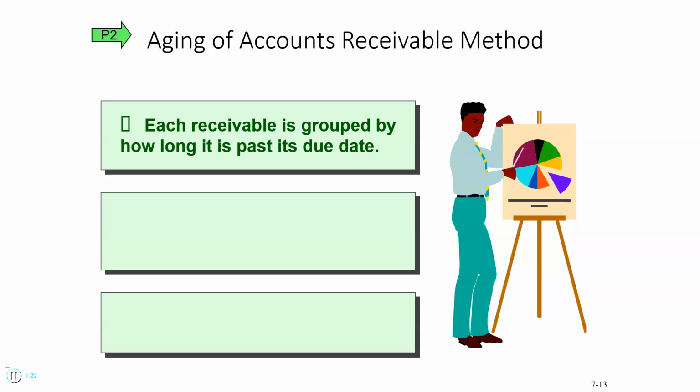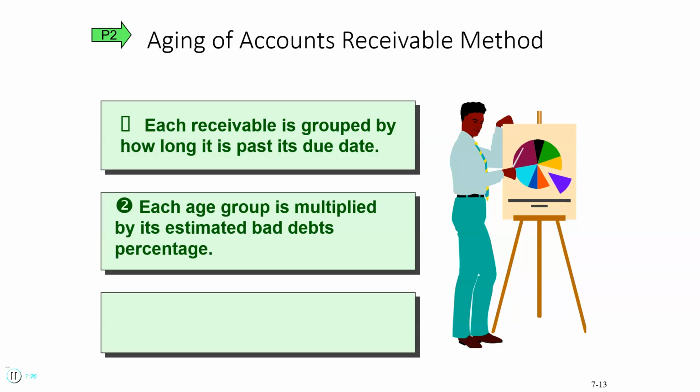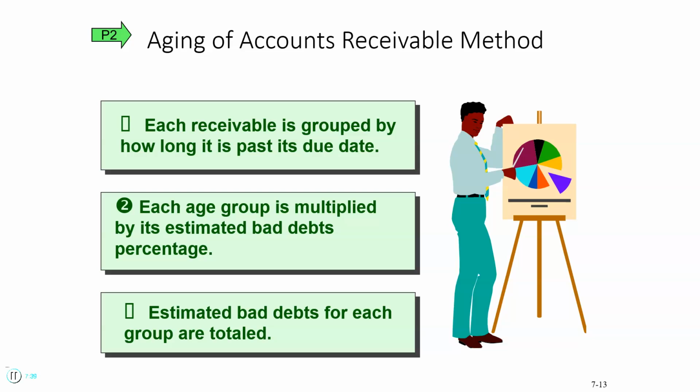Each receivable is grouped by date based on how long it's past due. Each age group is multiplied by its estimated bad debt percentage. The rule is, the further out it is, or the longer it's been outstanding, the higher the chance you're not going to get your money. Estimated bad debt for each group is totaled, added together, and that tells you what the ending balance should be in the allowance for uncollectibles.